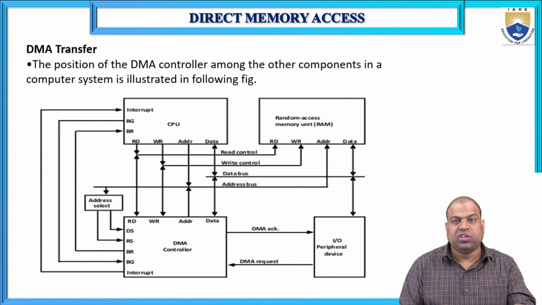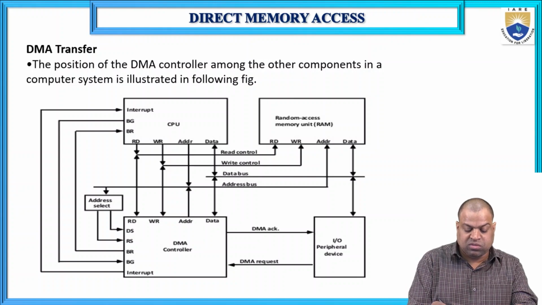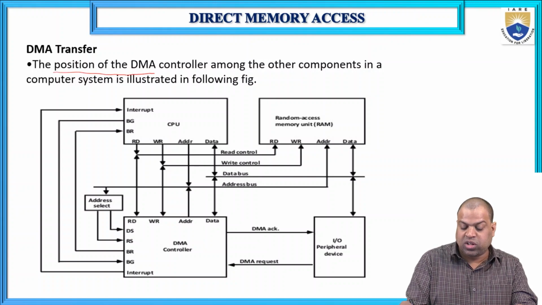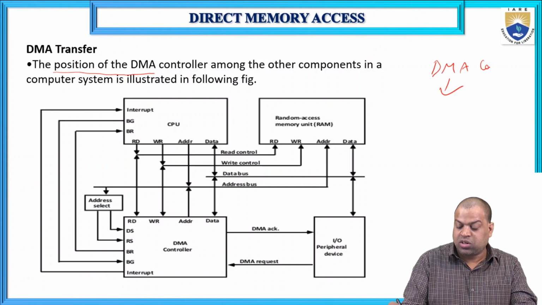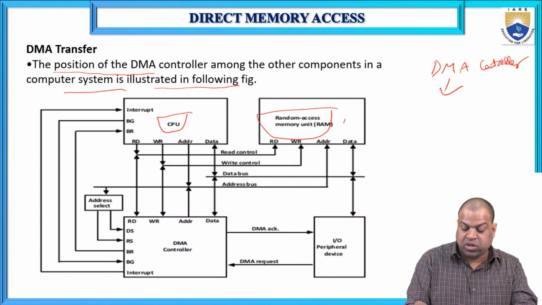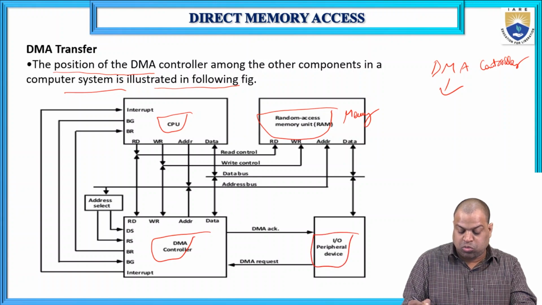How? The position of the DMA controller among the other components in a computer system is illustrated in the following figure. We can understand this easily. Suppose here I am taking the CPU, RAM, meaning I'm connecting one memory. So DMA and input output peripherals.